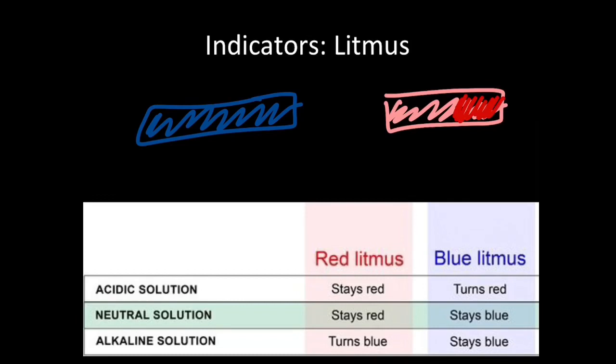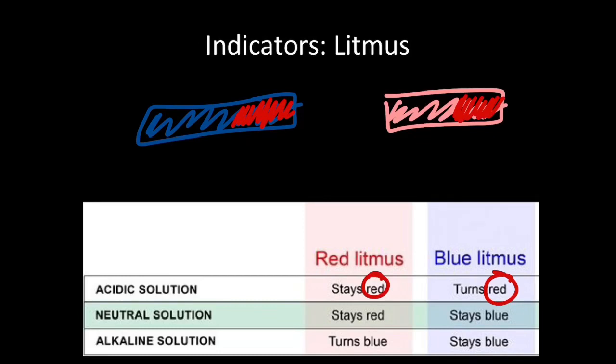And your blue litmus paper will turn red. So the one way you can remember that is, in an acidic solution, if you were to get acid on your hand, what happens? It's going to burn. All right, what color does a burn turn? A burn turns red. So acids are going to turn litmus paper red.